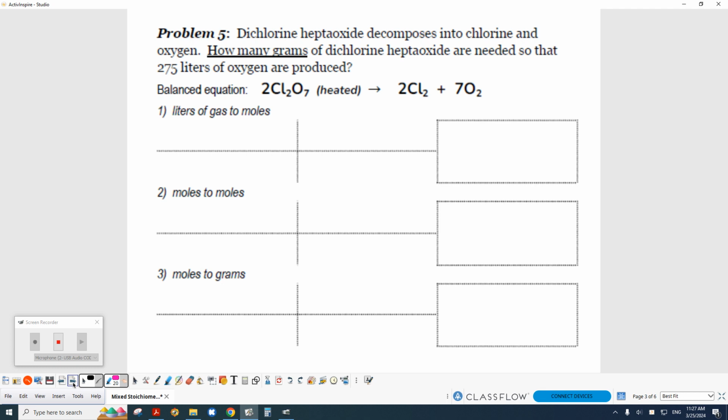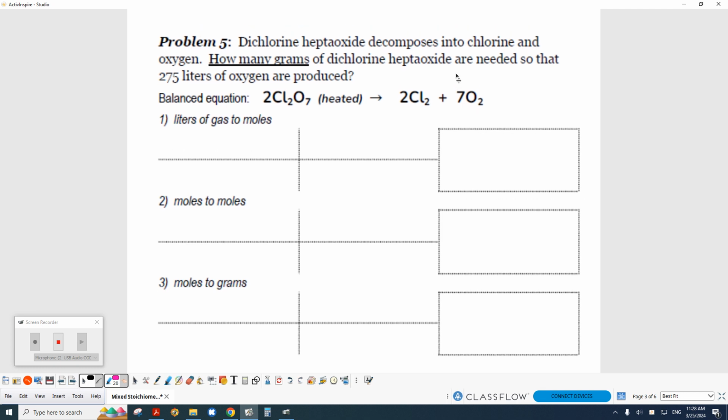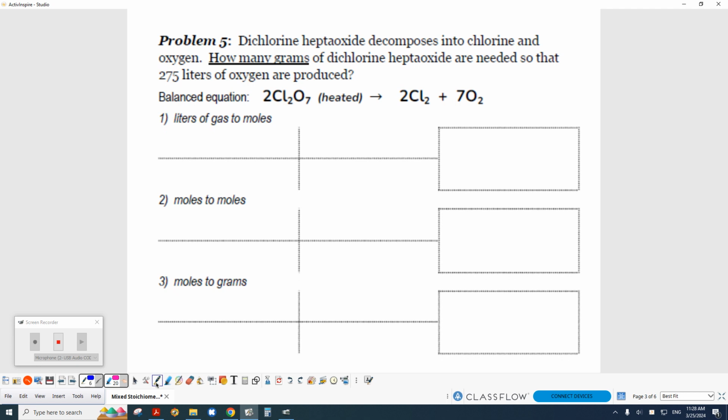And so let's just examine what's happening in this question. We know that we are given 275 liters of oxygen gas. This is our starting point. It's important to understand where we are starting from and what we are looking for. We're looking for how many grams of dichlorine heptaoxide. So we're starting with liters and we're looking for grams.